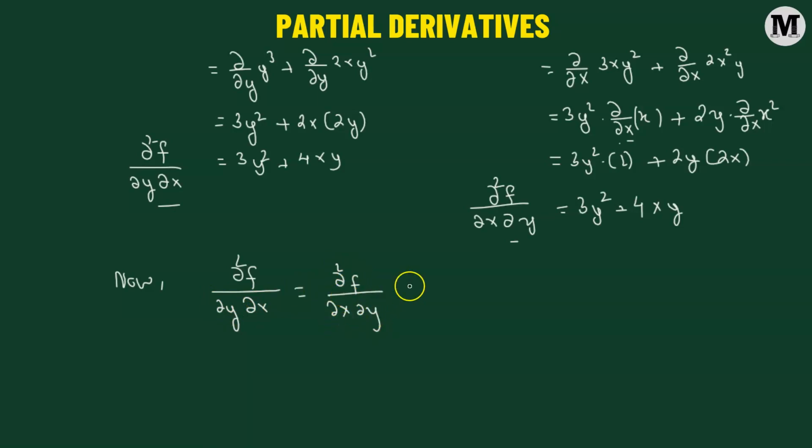Whenever this criterion is followed, what we get is a theorem known as Clairaut's theorem. So this is just added information I have included here. We'll be using this later on. So we have successfully obtained the value of the second partial derivative of a given function.